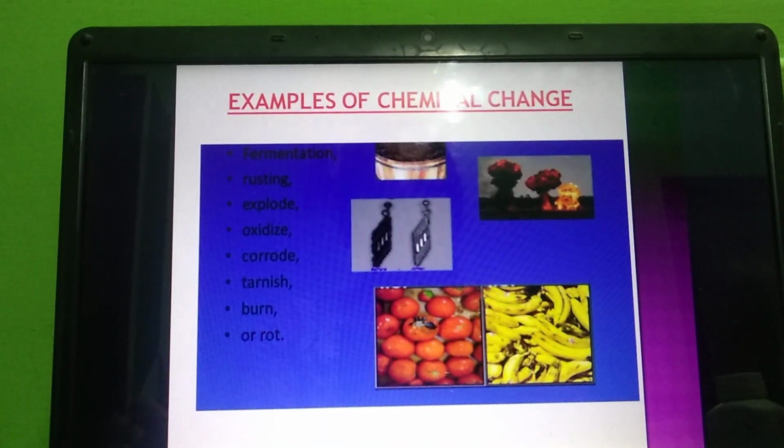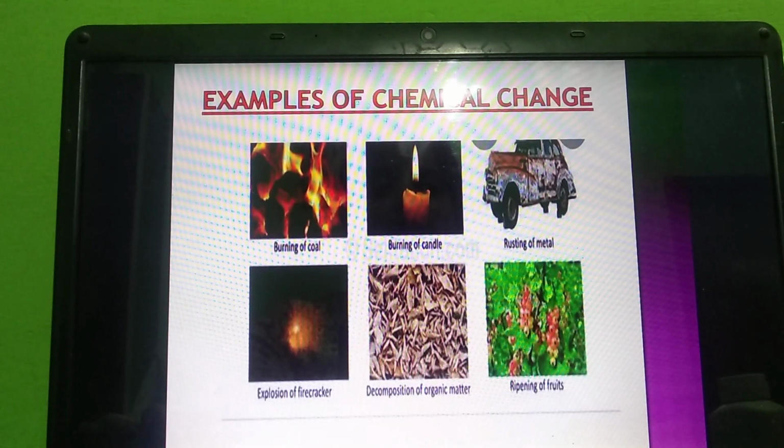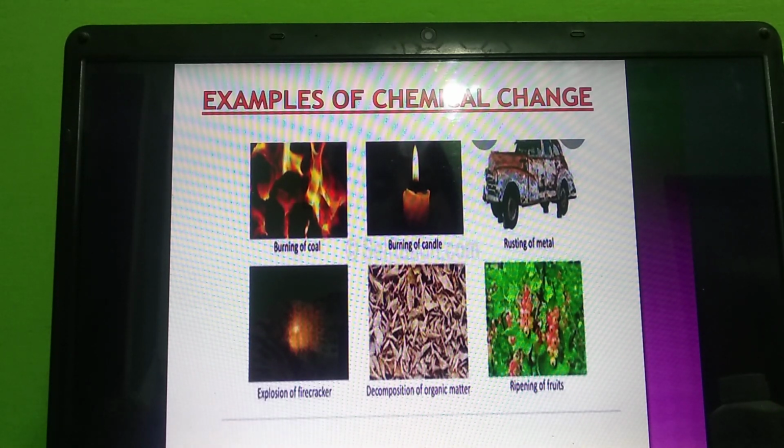Now, let us understand some examples of chemical change. Fermentation, rusting, exploding, oxidizing, corroding, tarnishing, burning, or rotting are all examples of chemical changes. Further examples are burning of coal, burning of a candle, rusting of metal, explosion of a firecracker, decomposition of organic matter, and ripening of fruits.